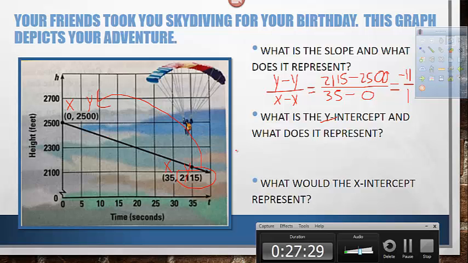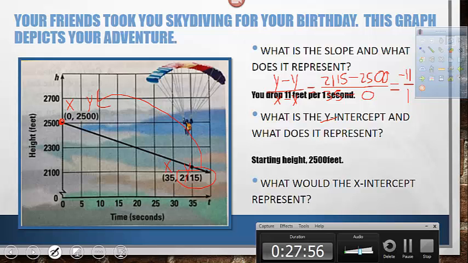So what does the slope represent? Well, you drop 11 feet per 1 second. That's interesting. So what is the y-intercept and what does it represent? Well, if you're skydiving, you have to start at a specific place. So what does it represent? It's the starting height, which is going to be 2,500 feet. Your y-intercept, remember y goes up and down, that's your y-axis, is at the 2,500 feet.